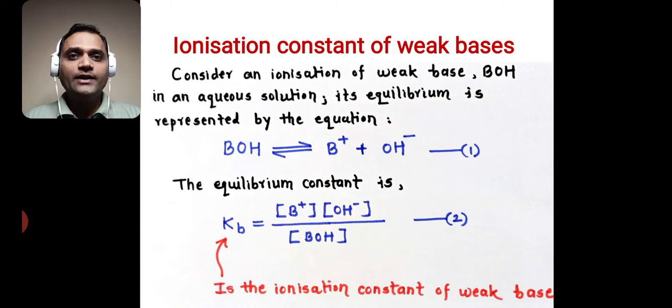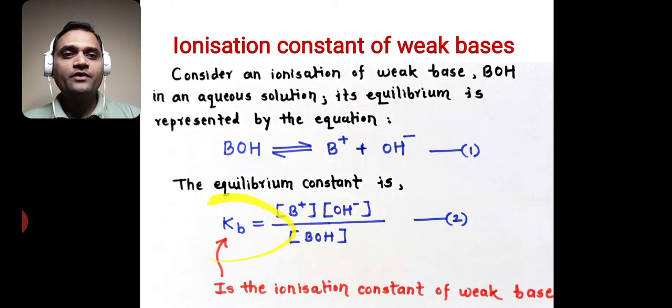Now the equilibrium constant for this reversible reaction is given by Kb is equal to the molar concentration of B plus into the molar concentration of OH minus. That is, the product of molar concentrations of products divided by the molar concentration of BOH, that is the molar concentration of reactant. Here Kb we call the ionization constant of weak base.